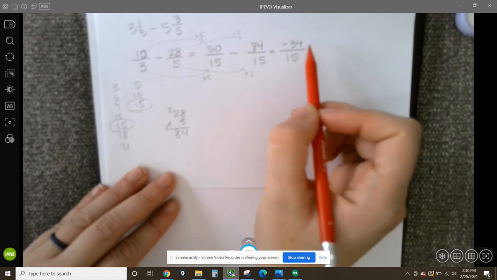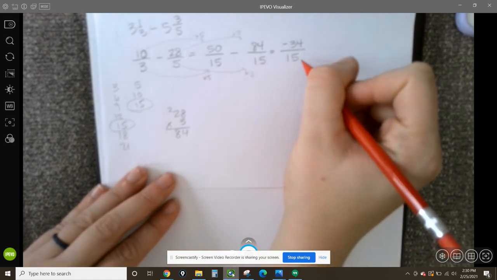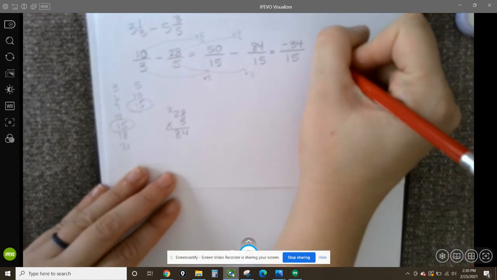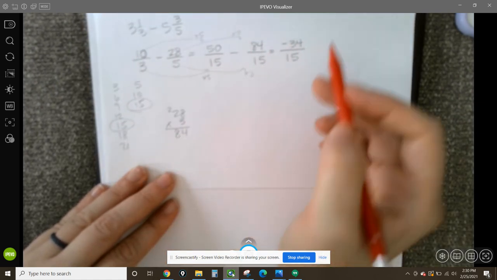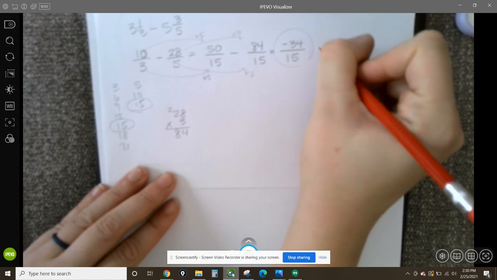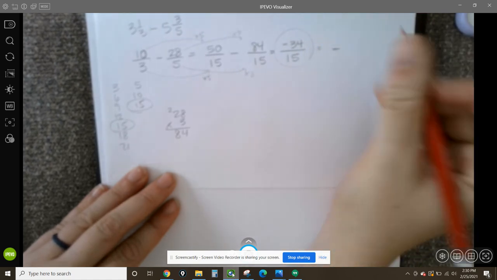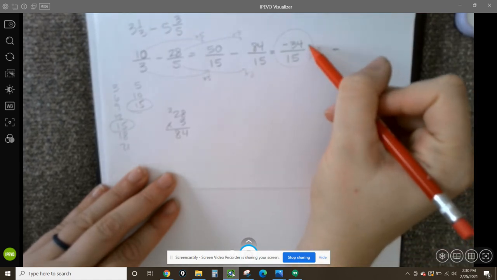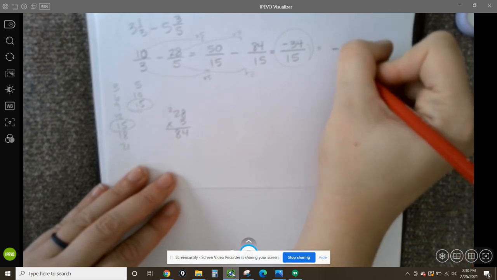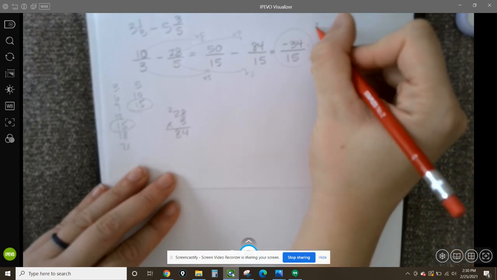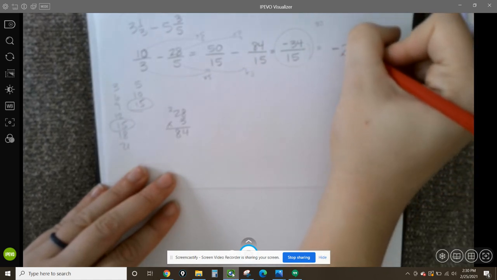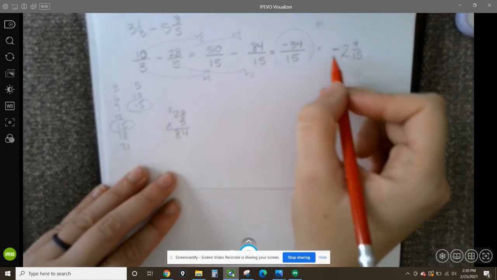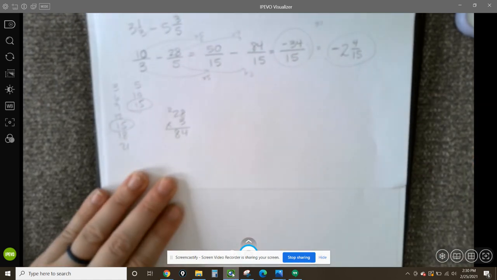Okay, so now I have this fraction, negative 34/15. And you can leave it like that. Or if you want to go back to a mixed number, since the top is bigger than the bottom, you sure can. So you can either leave it like this, or I have a negative. So how many times does 15 go into 34? I think it goes in 2 times, which would be 30. So then I would still have 4 left over. So negative 2 and 4/15. So either one of those would be the correct answer there.